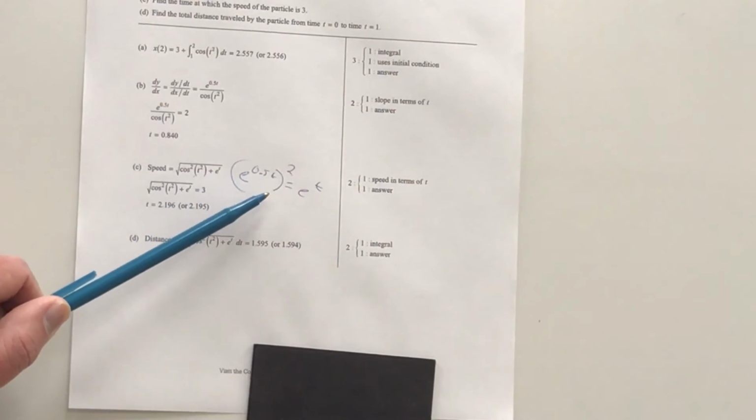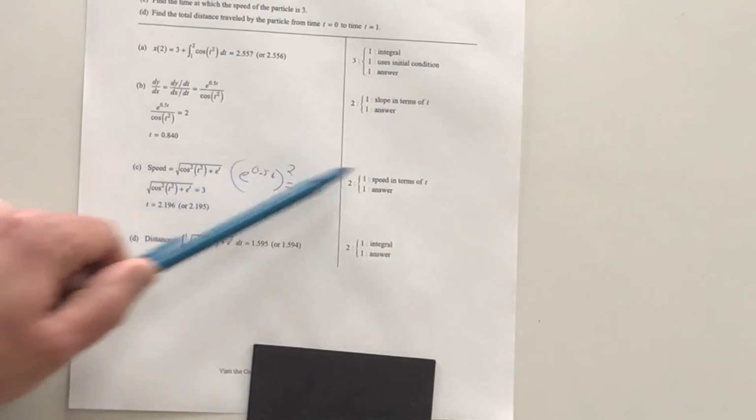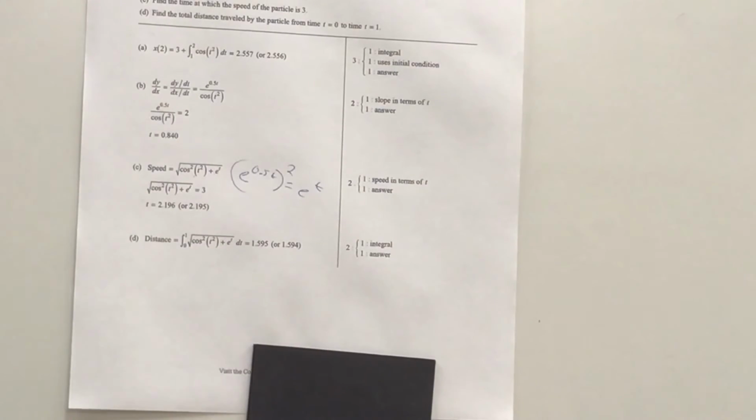If you left it like that, it's totally fine. You'll get that point for writing the speed in terms of t. And then it wants to know when is the speed equal to 3. So set that expression equal to 3. Again, make your calculator do the solving for you.